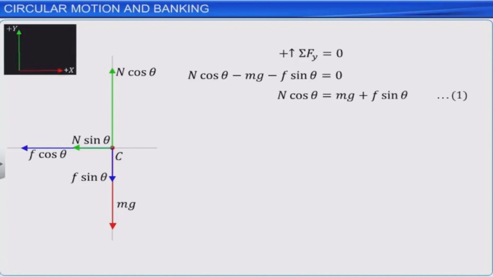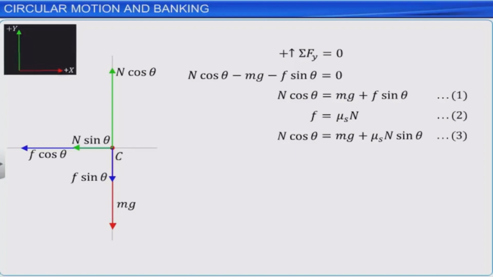We know that frictional force F is the product of mu s and N. Let this be equation 2. Substituting equation 2 in equation 1, we get equation 3 as N cos theta equals mg plus mu s N sin theta. The car experiences acceleration acting towards the center of curvature.